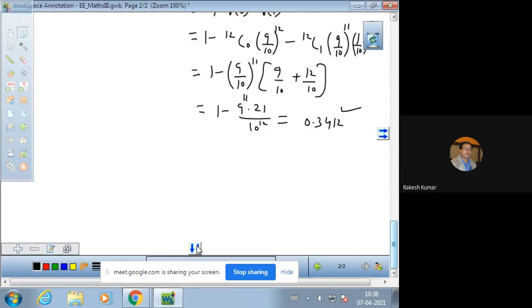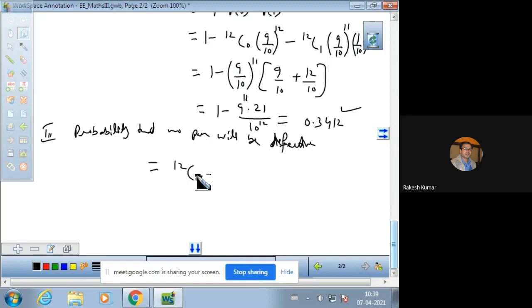Now a similar case will be there for the third part also. In the third part we have the probability that no pen will be defective. You know that the total pens are 12, and out of 12, 0 pens will be defective. So 9 over 10 raised to power 12. All pens are non-defective and 0 are defective. So you can easily calculate that.